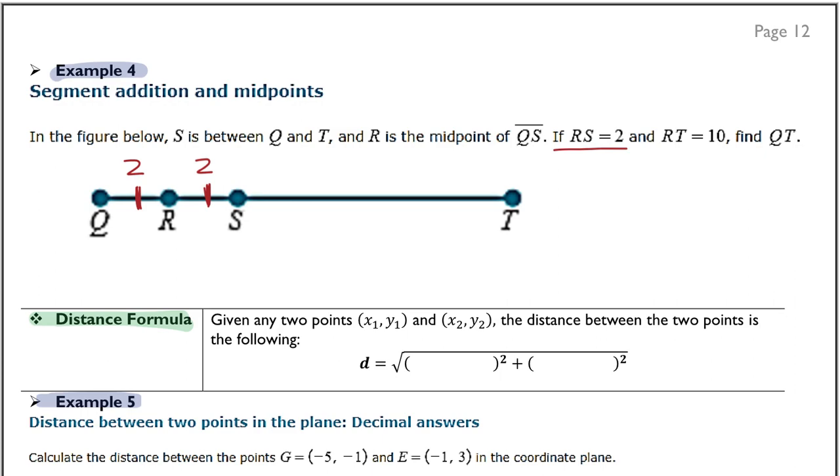Now we know that R to T is going to be 10, so from here all the way here is in fact 10, and we need to find Q to T. So we have to find this distance right here.